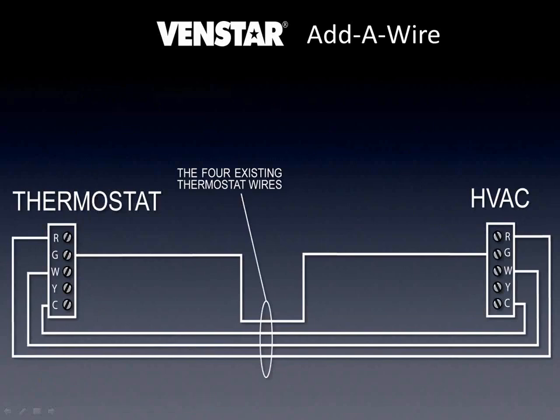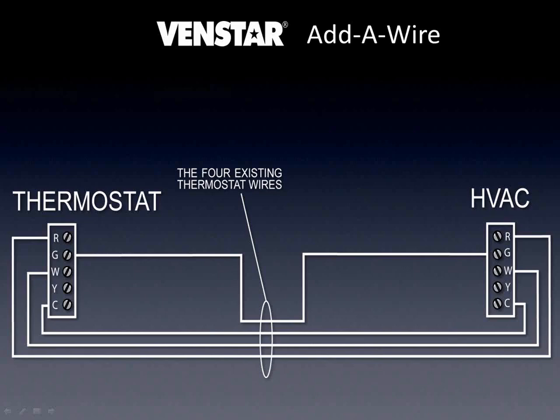So on the left, you got your thermostat. You got 4 wires in the wall. On the right, you got your HVAC equipment that has the same 4 wires in the wall. And now you're taking that stat off the wall and you're adding a 5-wire stat. So you continue to use 3 of the wires, R, W, and C, for hot, heat, and common.